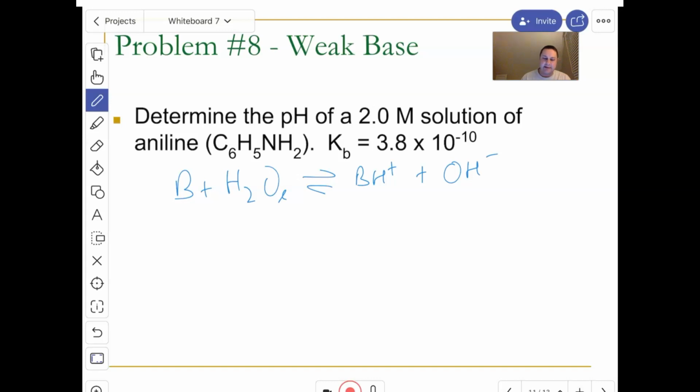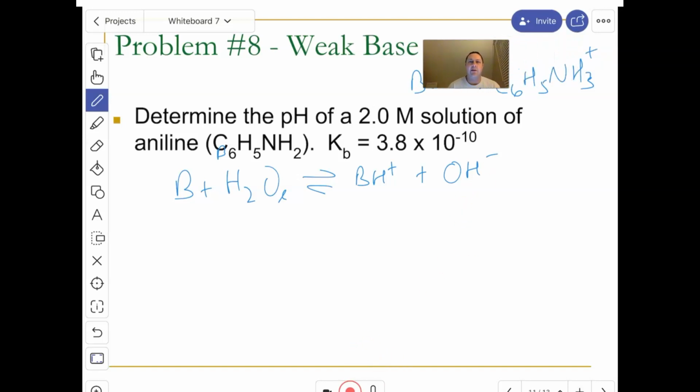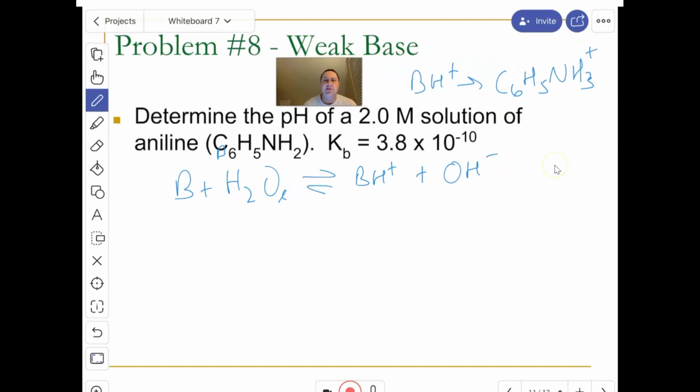C6H5NH2 would be B, and BH plus would look like C6H5NH and have a third H, so NH3, and there'd be a plus charge on there. So I need to go ahead and try to figure this one out. Oops, looks like I'm in the way a little bit again. There we go. So that's what this would end up being.